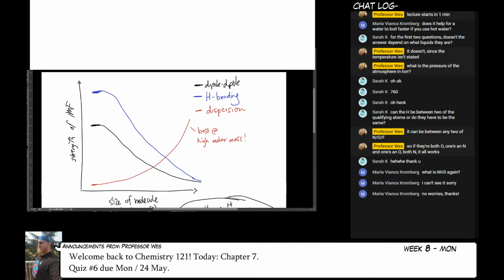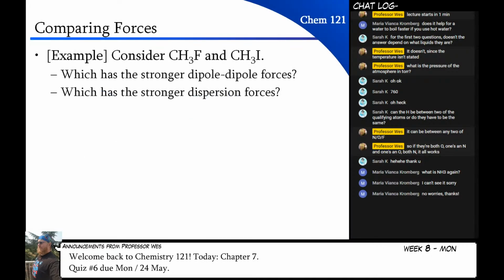All right. So looking at these two molecules, and we're kind of out of time for today, unfortunately, so we'll have to finish this unit tomorrow. What we can do is consider which molecule has the stronger dipole forces and which one has the stronger dispersion forces. In order to distinguish between these, we want to look at the polarity of each molecule.